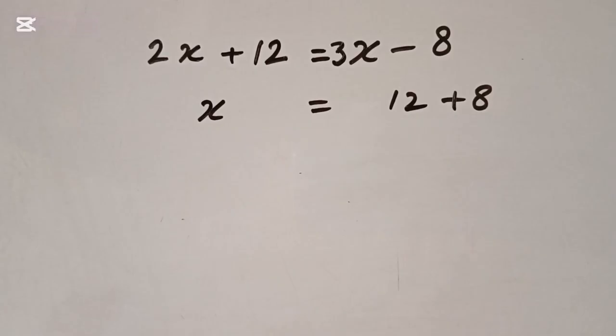It results in 2x plus 12 equal to 3x minus 8. Now shifting the variables to the left and constants towards the right with change in their signs, it results in x equal to 20.